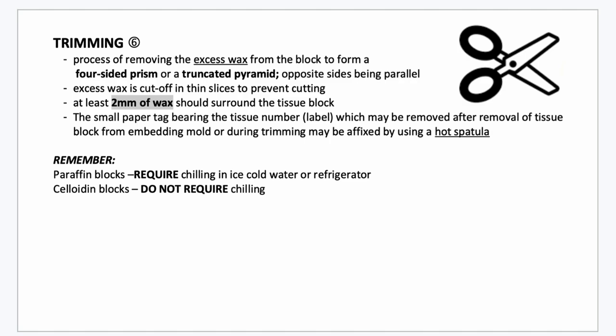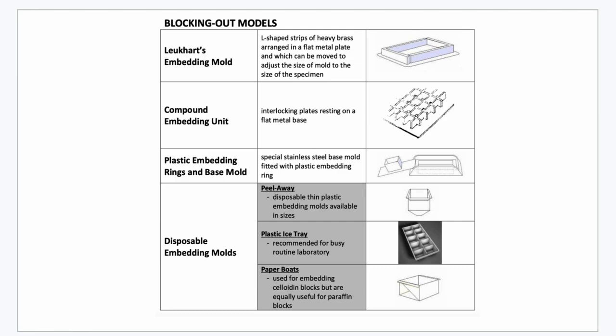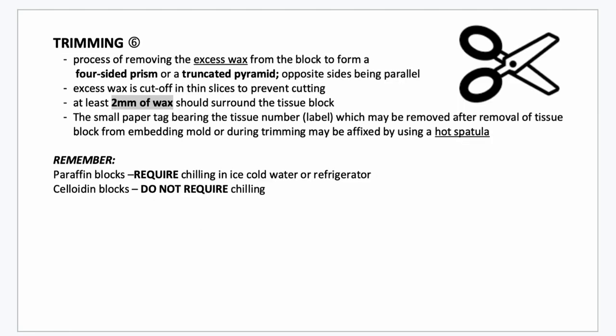The small paper tag bearing the tissue number, which may be removed after removal of the tissue block from the embedding mold, may be affixed by using a hot spatula. Okay, don't be confused with the terms. So we have your microtomy. This is a process whereby processed tissues are trimmed and cut into uniformly thin slices.